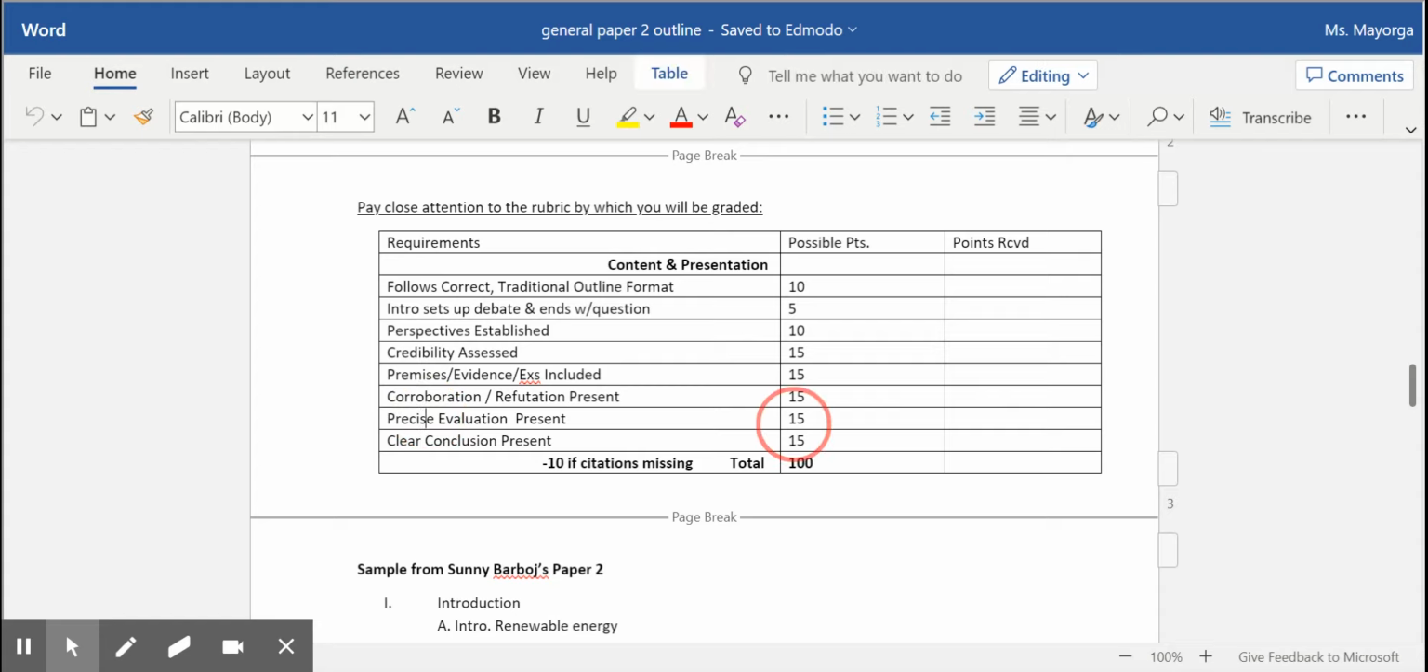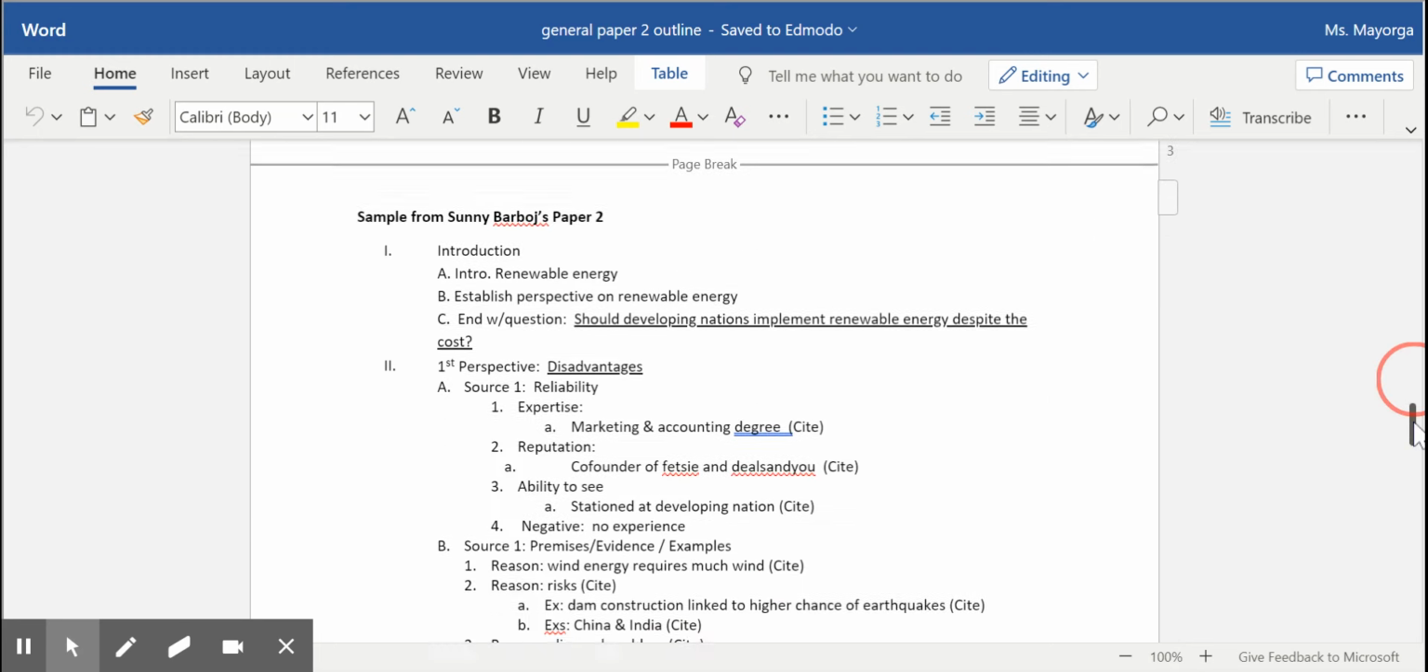Notice that's worth 15 points. Sometimes students forget to actually fill out their conclusion and they lose another 15 points. Or students don't corroborate. So you can see how quickly you lose points if you don't closely follow the requirements. So make sure to take the time to review the rubric and make sure that your outline does in fact check off all the requirements.